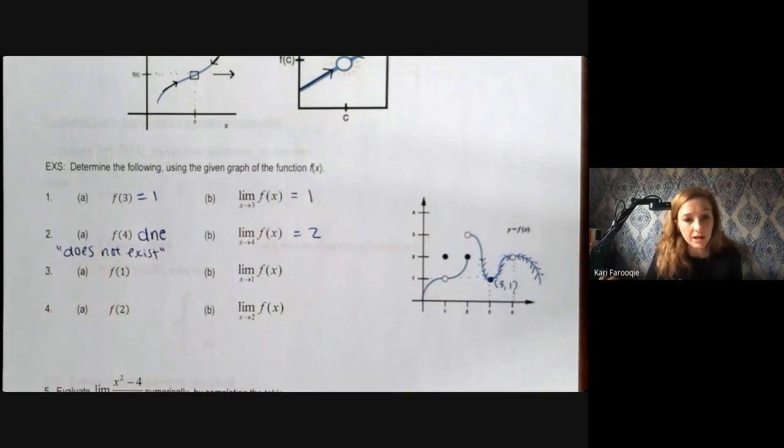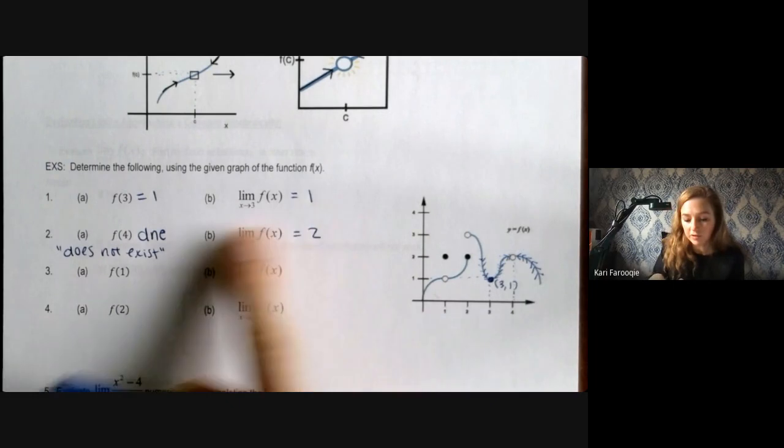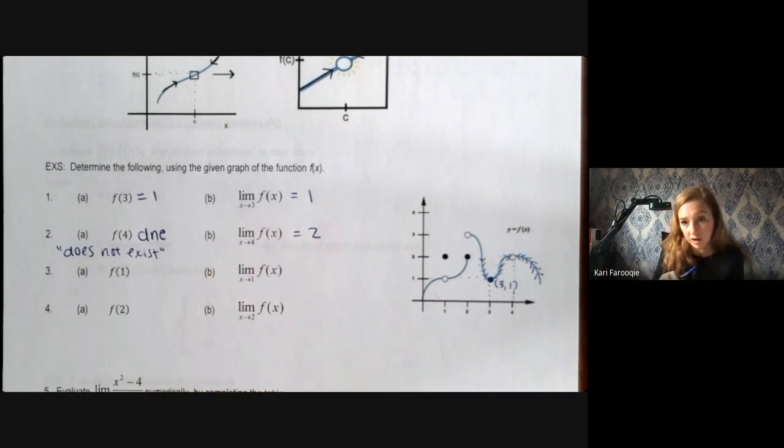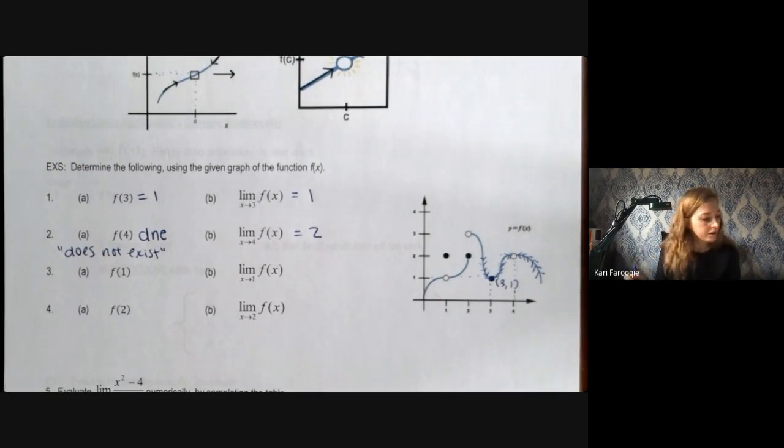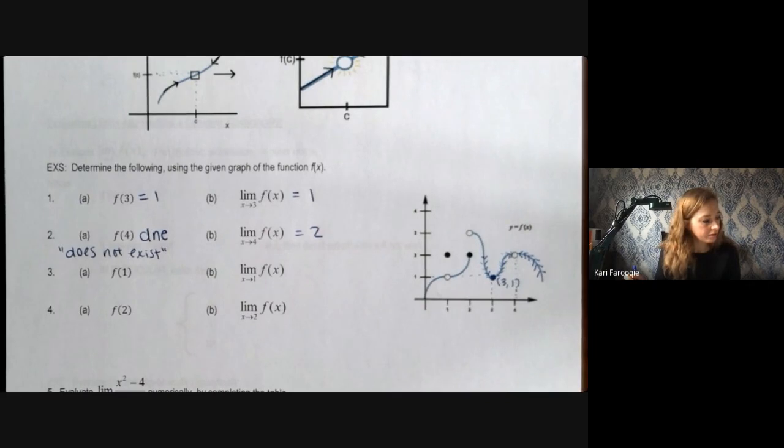So it might be the case that the limit exists even if the function value does not. So that's the big difference between actually being able to find a function value and talking about the limit of a function at a given value of x. All right, let's see. Let's do this for another point, f of 1.